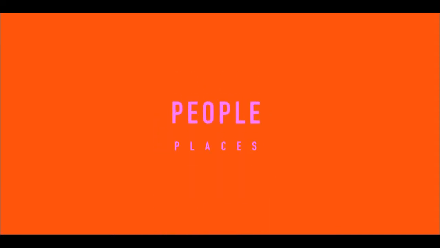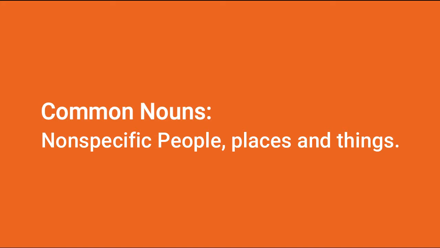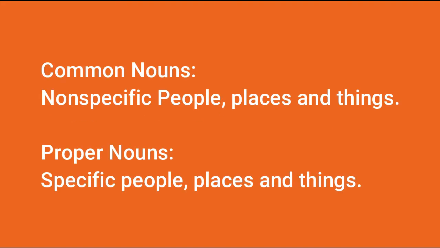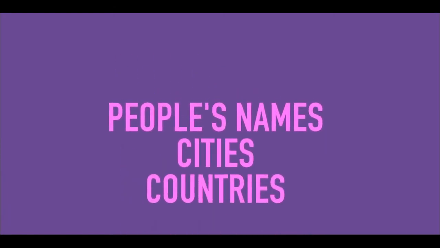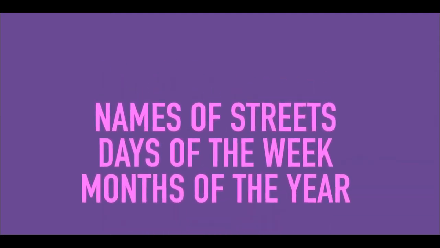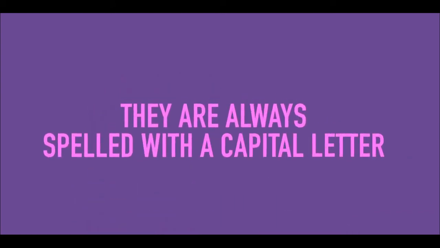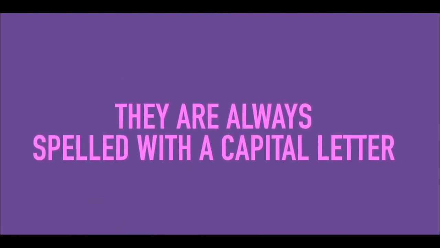Nouns are people, places, and things. Common nouns are non-specific people, places, and things. Proper nouns are specific people, places, and things. Examples of proper nouns include people's names, cities, countries, the names of streets, the days of the week, and the months of the year. They are always spelled with a capital letter.